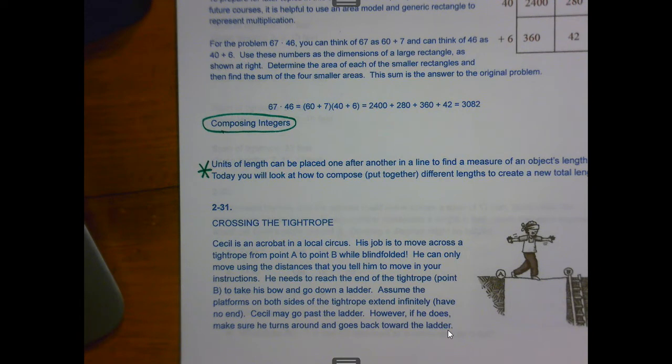He needs to reach the end of the tightrope, which is point B, to take his bow and go down the ladder. Assume the platforms on both sides of the tightrope extend infinitely or have no end. Cecil may go past the ladder. However, if he does, make sure he turns around and goes back towards the ladder.